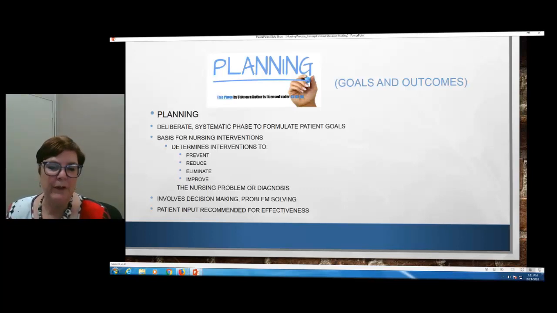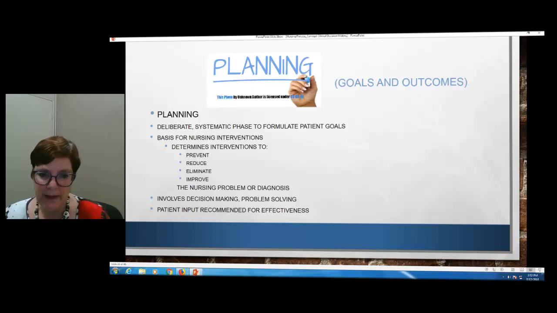And of course, we're going to use the nursing problem or diagnosis to help us determine what the intervention should be. We're also going to be using our assessment data. All of that merges together into this plan. It will involve decision making and problem solving. So you're going to put to use your critical thinking and your clinical reasoning for planning.